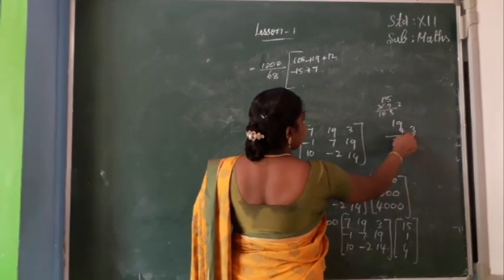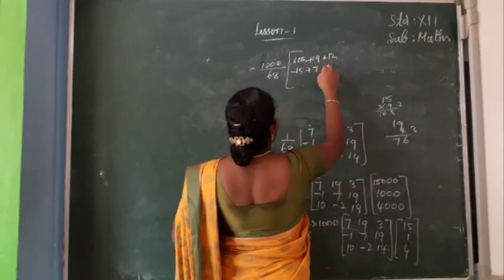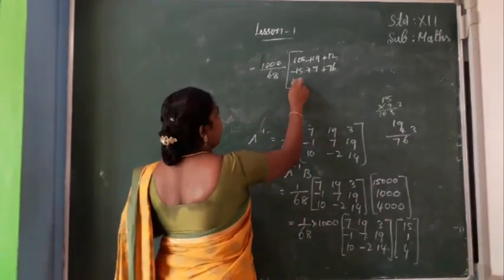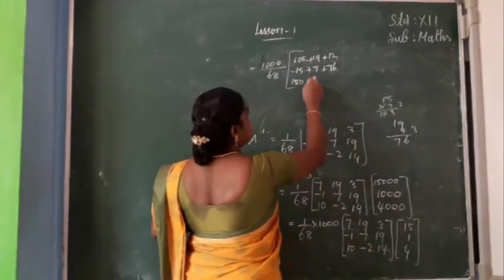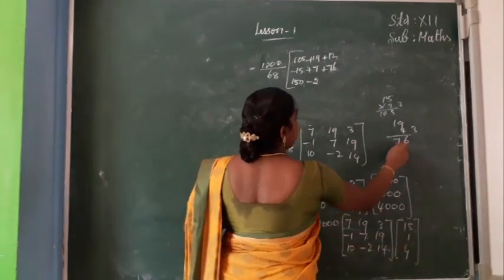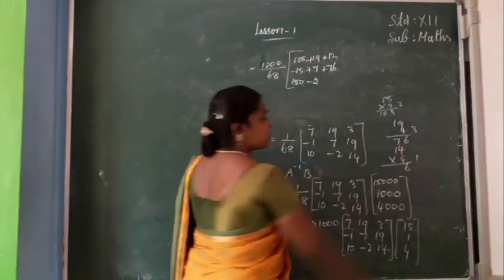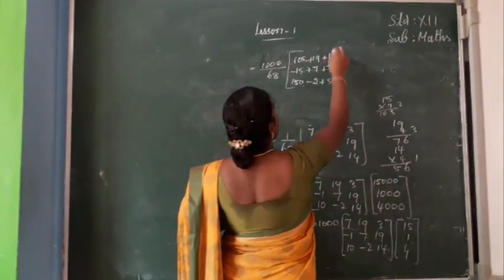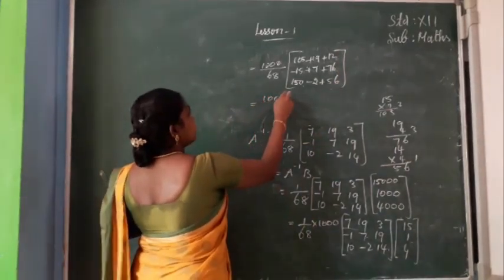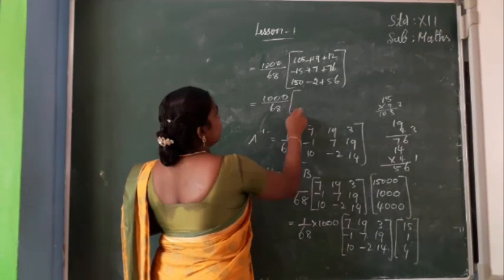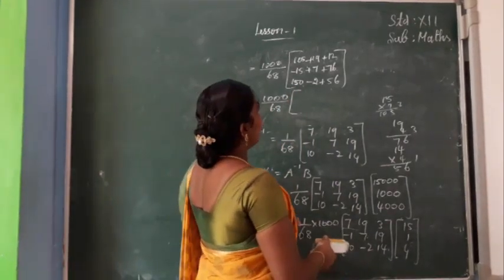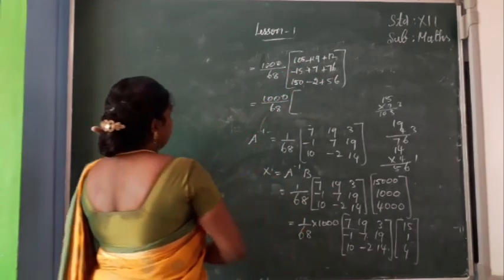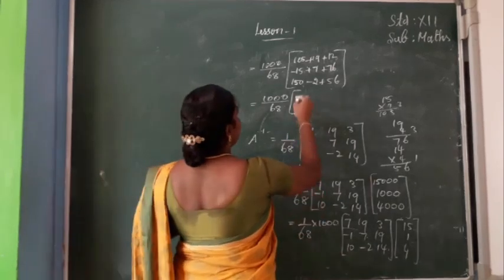9 4s are 36, remaining 3, 1 4 is 4, 4 plus 3 is 7, so plus 76. Next 10 into 15 is 150. Next minus 2 into 1 is minus 2. 14 into 4, 4 4s are 16, remaining 1, 1 4 is 4, 4 plus 1 is 5, so 56. Okay, now 1000 by 68 into, add these values: 105 plus 19 plus 12, so 136.